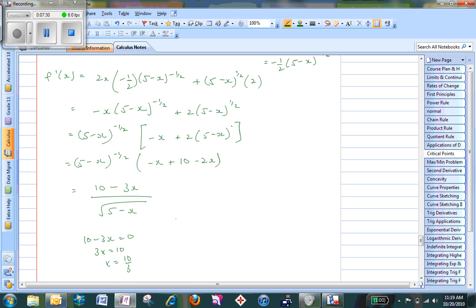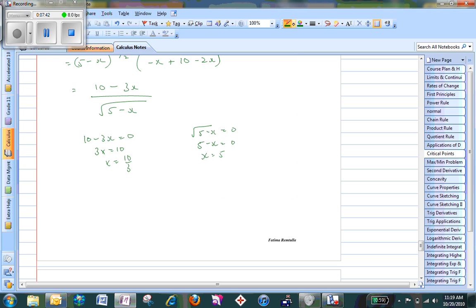And notice in my denominator, I need to know where it's undefined. So root 5 minus x is equal to 0. So 5 minus x is equal to 0. So x is equal to 5. So this is telling you, very carefully, please make sure that you understand, that this is undefined at x equals 5.